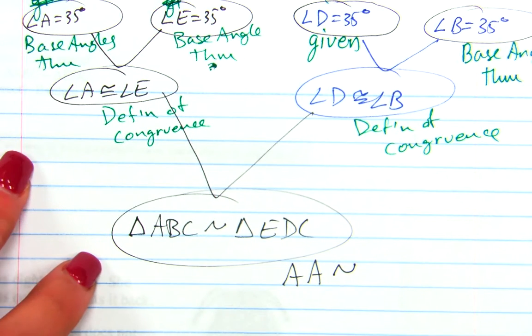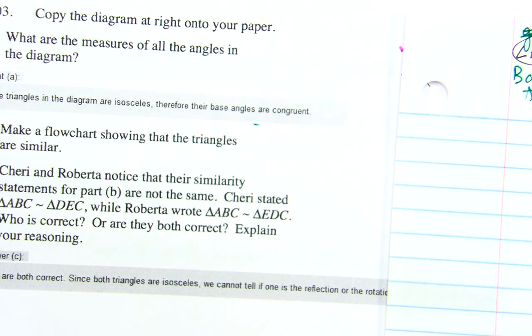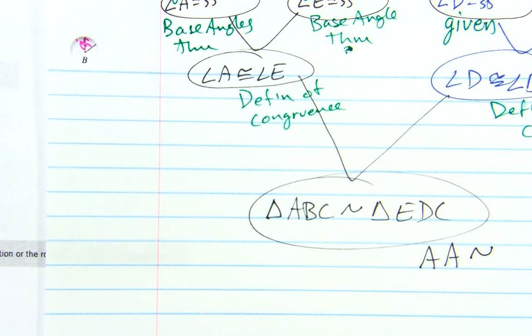By angle-angle similarity. And then the next question was, well, Sherry and Robertson noticed that their similarity statements to part B are not the same. She said that this one was this and that one was the other one. Who is correct, or are they both correct? Explain your reasoning. So you have to decide. I kind of like the way that I did mine because I'm going in a specific order. I don't think the other one's wrong. I don't know, I have issues with that. So ABC is congruent to EDC is kind of how I want it to write out. 105 is the next one, I think.